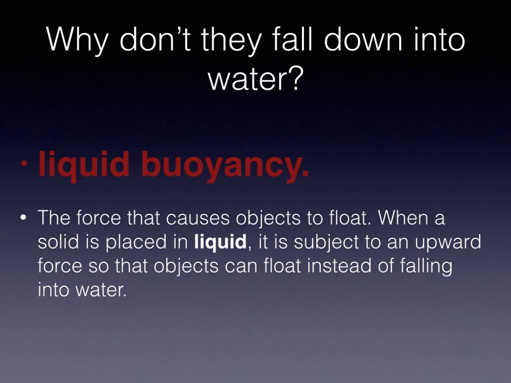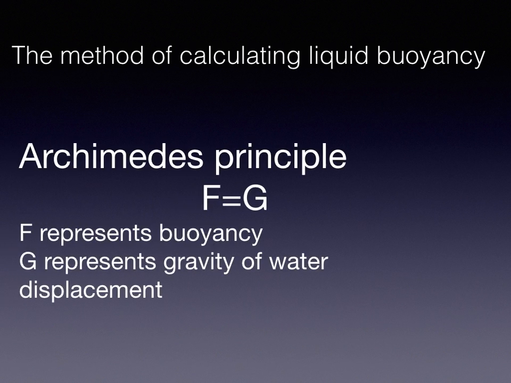So, how can we calculate buoyancy? A physical scientist, Archimedes, came up with a method called Archimedes' principle to calculate buoyancy. This principle is F equals G. F represents buoyancy and G represents gravity of water displacement.